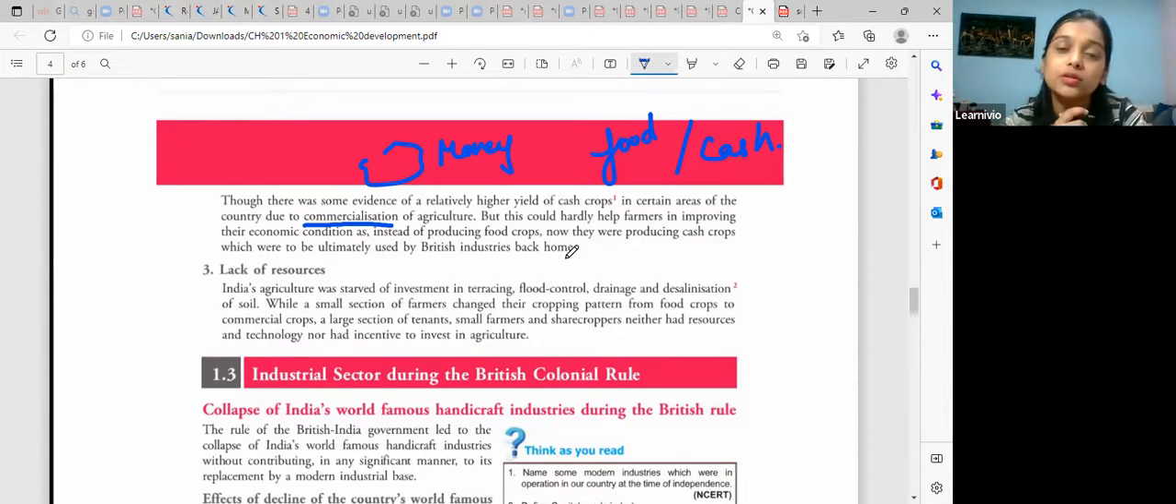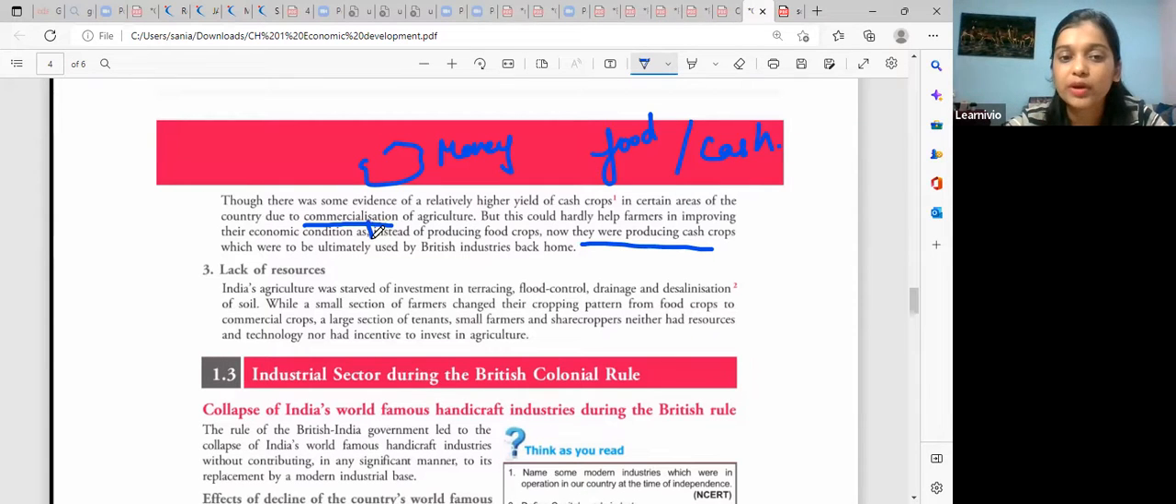Now, Indians were producing cash crops. Britishers were taking crops from here, and there they used to sell them, right? So basically these cash crops were used by British industries, the industries which were in Britain. So what will you write? Instead of producing food crops, now Britishers forced Indians to produce cash crops. You have to add it over here. Because you are making notes, you have to add it a little bit.